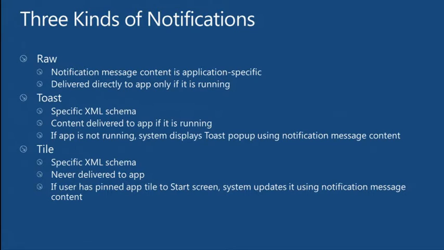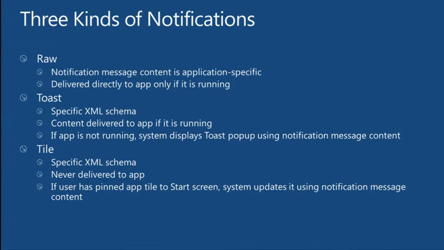There is the toast notification. This is the one that the gentleman mentioned. That's the one across the top of the screen of the device. And there's a specific XML schema that you have to use to do that. The content is delivered to the app if it's running. So if the app is not running, then the end user will see the actual toast appear. If the app is running, the toast does not appear, but it's actually delivered to your app. And so it's up to you to handle that event and do whatever it is it's required to do.